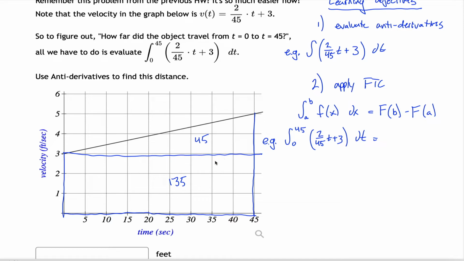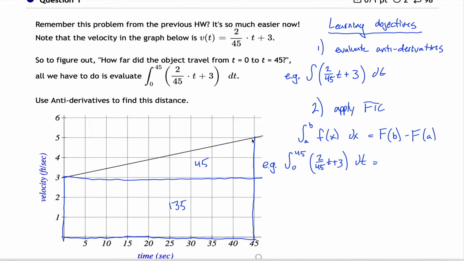But the point is, or was supposed to be, that you don't have to do it this way anymore. There's a better way to do this problem. The better way is to come up with the equation of this line. The equation of this line is 2/45 t plus 3.